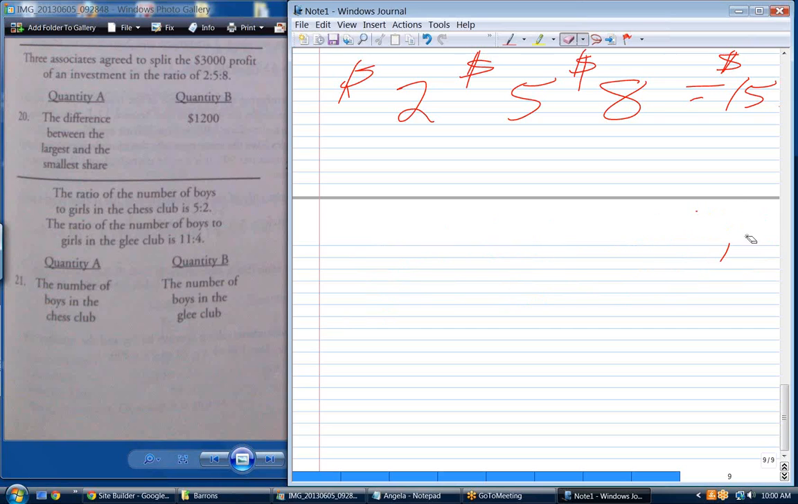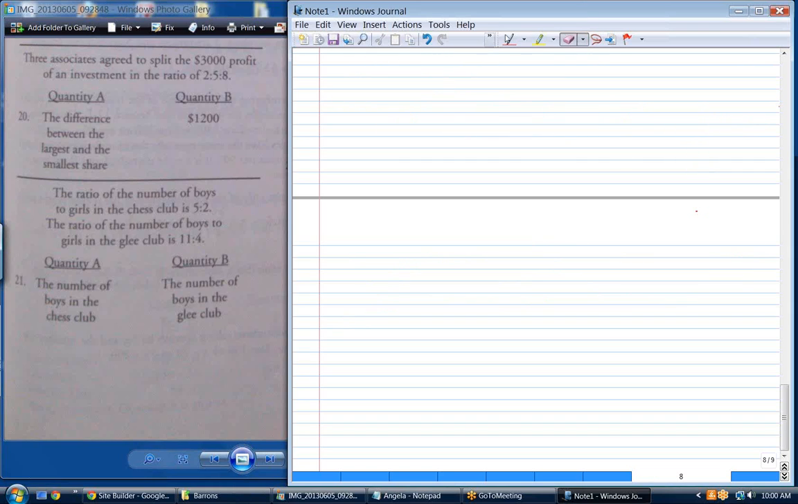I took a bit of a shortcut by recognizing that 15 was a very nice factor of 3,000, but I shouldn't have really done that. I should have done it the second way. That was helpful too. Okay, all right. But the key is adding those up and knowing that 2 divided by the sum of those numbers is the percentage, or the fraction, that that first guy gets. 2 divided by 15.